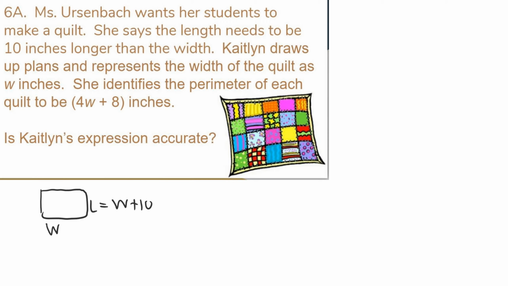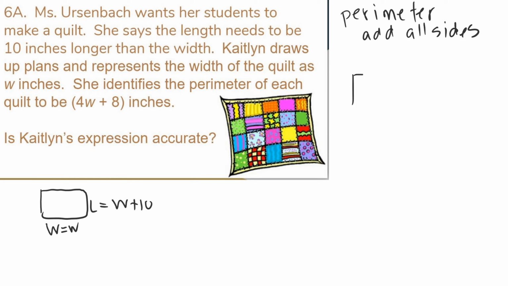Then it says that Caitlin draws up plans and represents the width of the quilt as W, which I did. W equals W. She identifies the perimeter of each quilt to be 4W plus 8. Is it accurate? Okay, well, perimeter means we're going to add up all the sides. There are 4 sides to this rectangle. So the right side is W plus 10. That means the left side is W plus 10. If the bottom is W, that's the width, then the top has to be W.